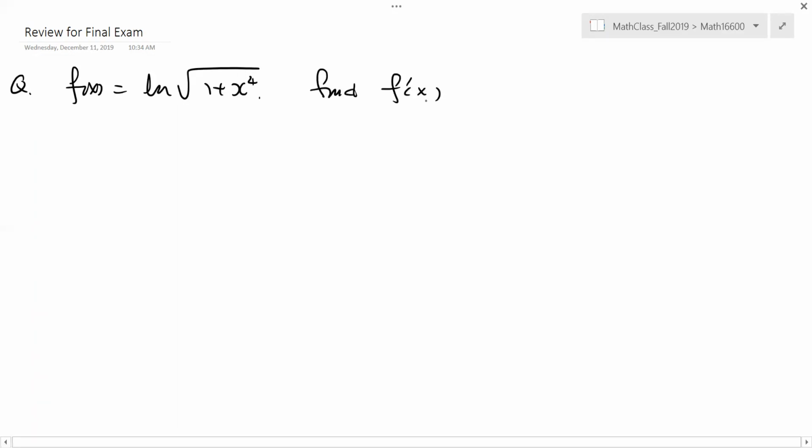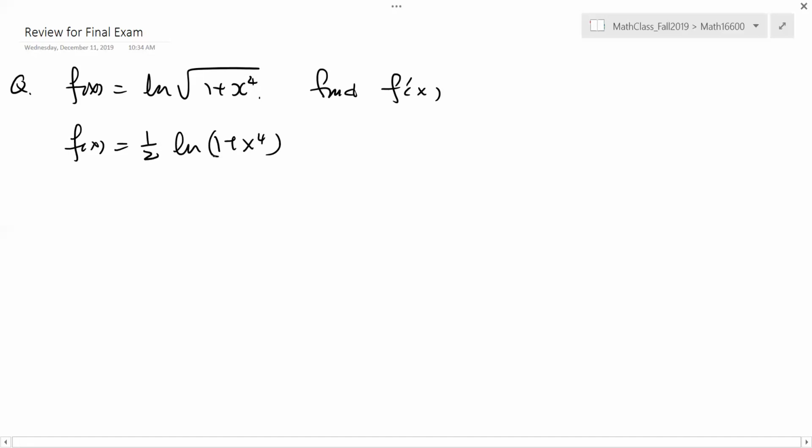Now, when you look at the function, the first thing you have to do is check whether you can modify it first. Sometimes the original version is very complicated and it's difficult to find a derivative. Definitely you have to apply the chain rule to find the derivative. But we don't like the radicals. When you find the derivative of the square root of 1 plus x to the 4th, it's complicated. But this is a natural log, so you can always remove the square root.